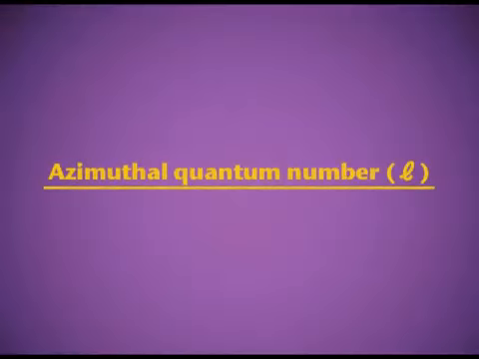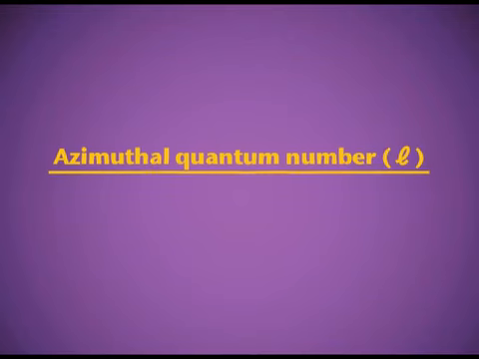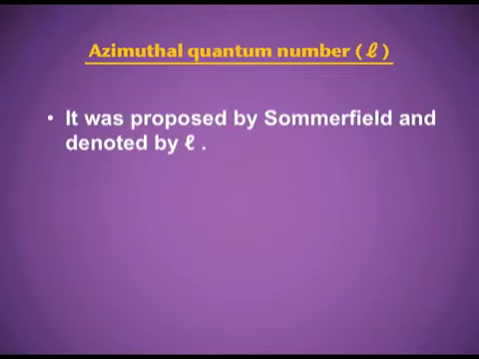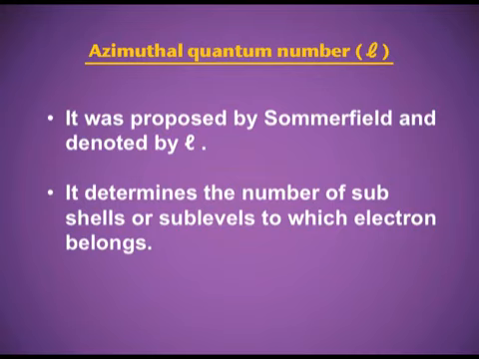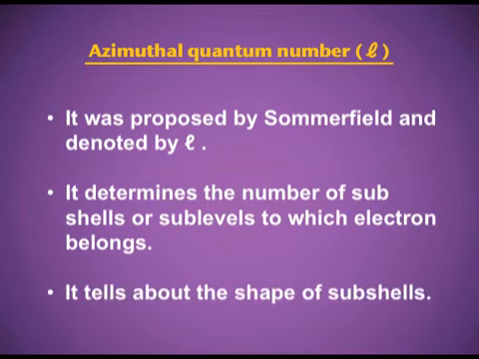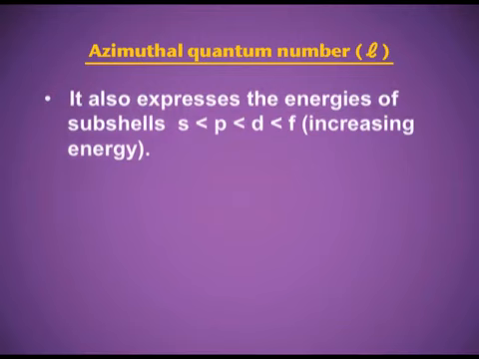Second quantum number, that is azimuthal quantum number, is represented by small l. It was proposed by Sommerfeld. It determines the number of the subshells or the sublevels to which the electron belongs. It tells about the shape of the subshells. It also expresses the energy of the subshells. The energy of the s subshell is less than p, the energy of the p subshell is less than d, and the d subshell has lower energy than the f subshell.